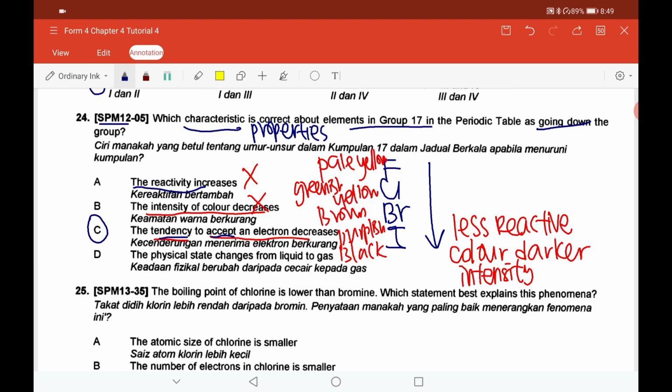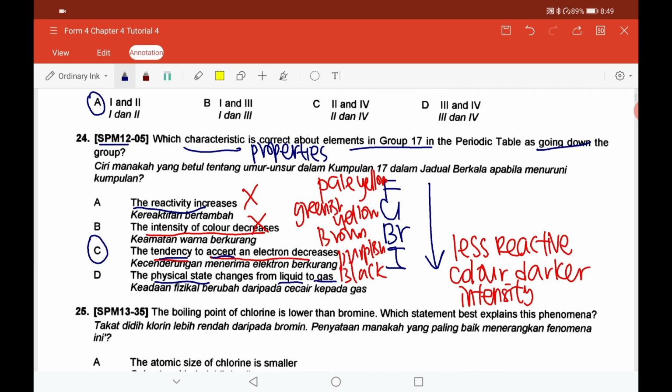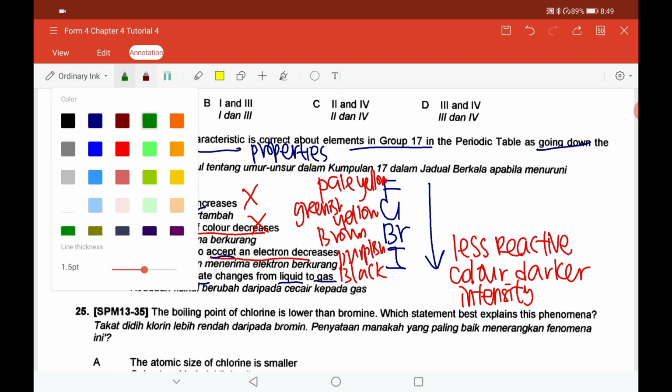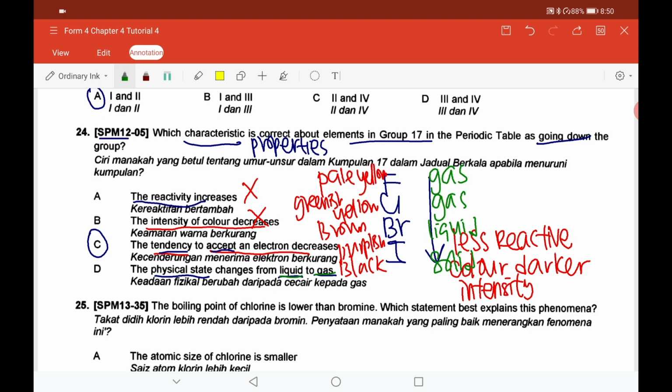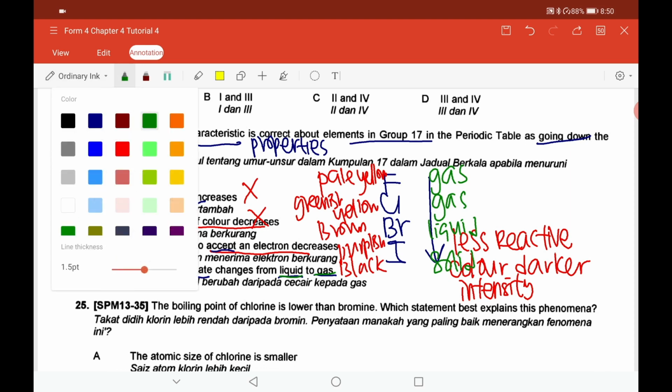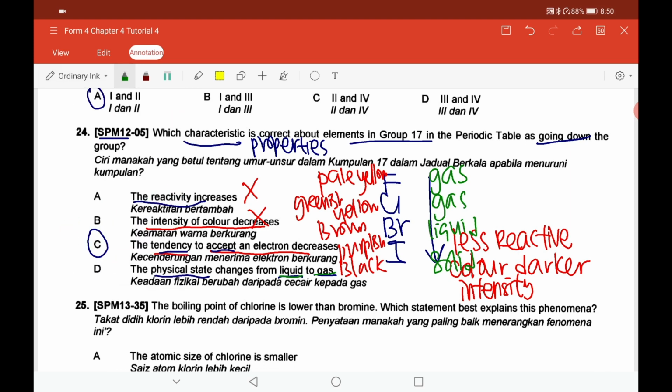Okay? So answer D, the physical state changes from liquid to gas. This is wrong. Okay? Because when you're going down the group, fluorine is a pale yellow gas, chlorine is a greenish yellow gas, bromine is a brown liquid, and iodine is a purple black solid. So by right, going down the group, you change from gas to liquid to solid. But the question says liquid changes to gas. That is wrong. Okay, so that's why the best answer is C.